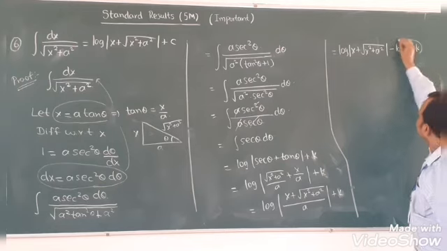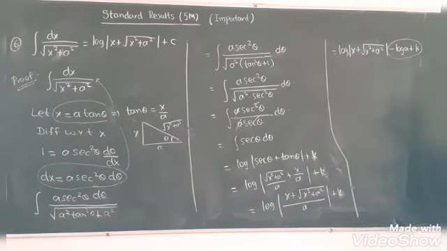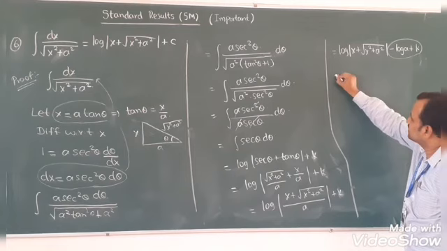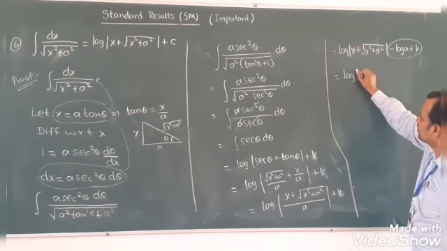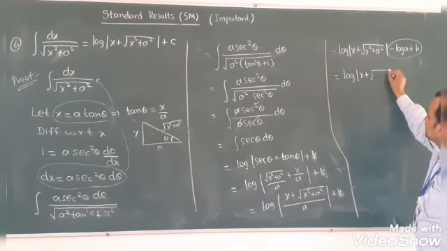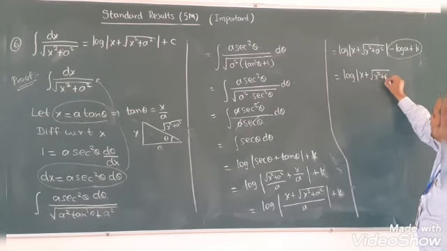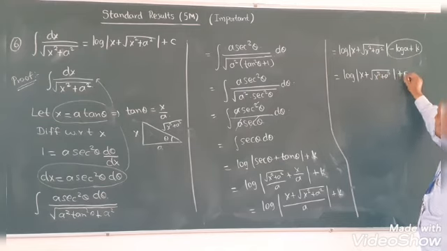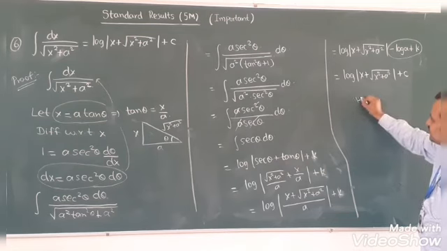Now this k minus log a is a constant, and a constant we can denote by any letter. So I am taking c. So here we get log of x plus root over x square plus a square plus c. So this only we had to prove. Hence proved.